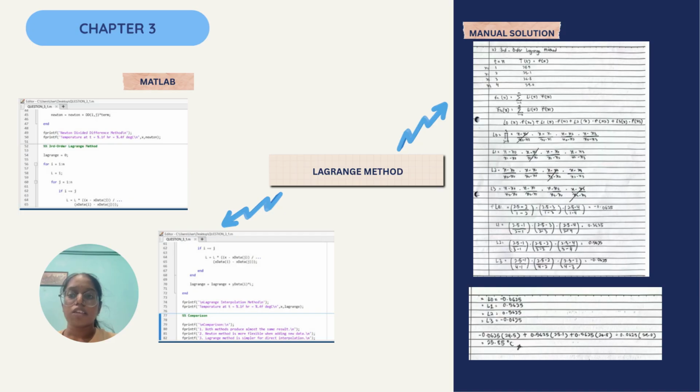We multiply each temperature by its weight, add them all up, and as you can see at the bottom right, we get the exact same answer, which is 25.85 degrees Celsius. Our MATLAB code for this method is shown at the bottom. Instead of a matrix table, it uses a loop to calculate those fraction weights dynamically before summing them up.